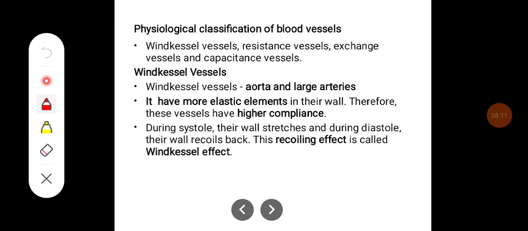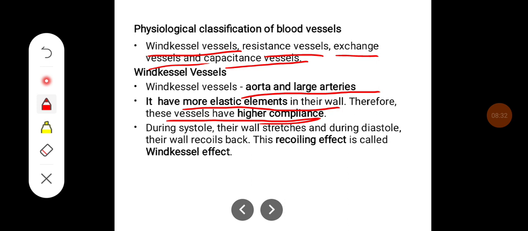Physiological classification of blood vessels. They are classified into Wind-Kessel vessels, resistance vessels, exchange vessels, and capacitance vessels. Wind-Kessel vessels are the larger arteries, aorta, and they have more elastic elements in their wall. Therefore, these vessels have higher compliance. During systole, their wall stretches, and during diastole, their wall recoils back. This recoiling effect is called the Wind-Kessel effect.